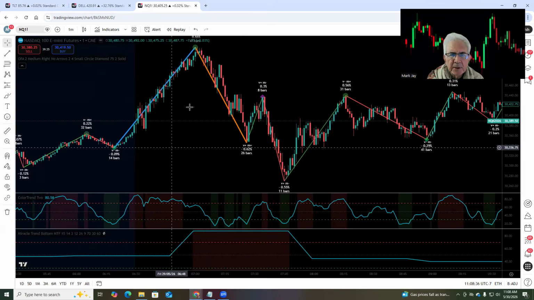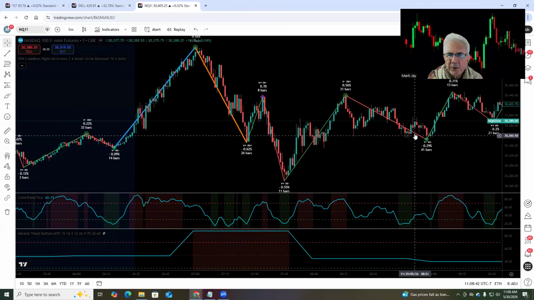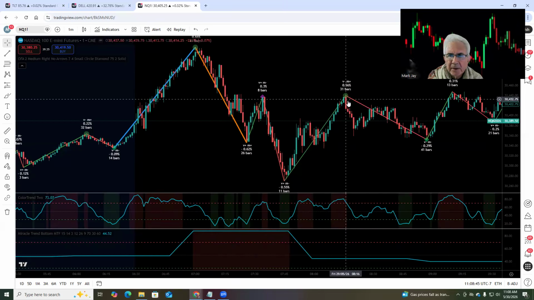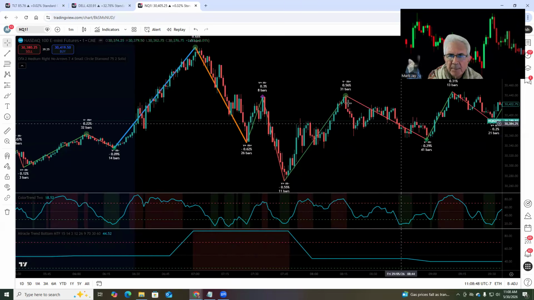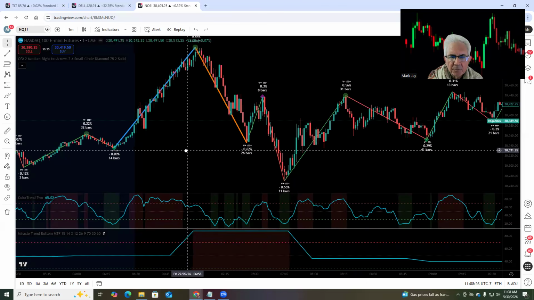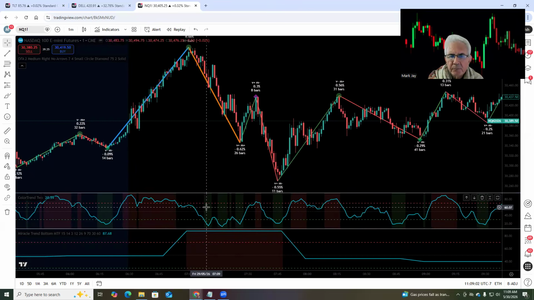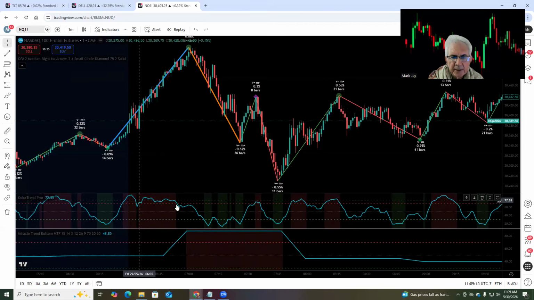The top part with the diamonds and the circles, these circles and diamonds are created in real time, and they don't repaint. They are based on order flow. And then we match them below with our also non-repainting red and green oscillator. When you see red, that tells you that the market's heading down. When you see green, the market's heading up. We have our blue line in between here.